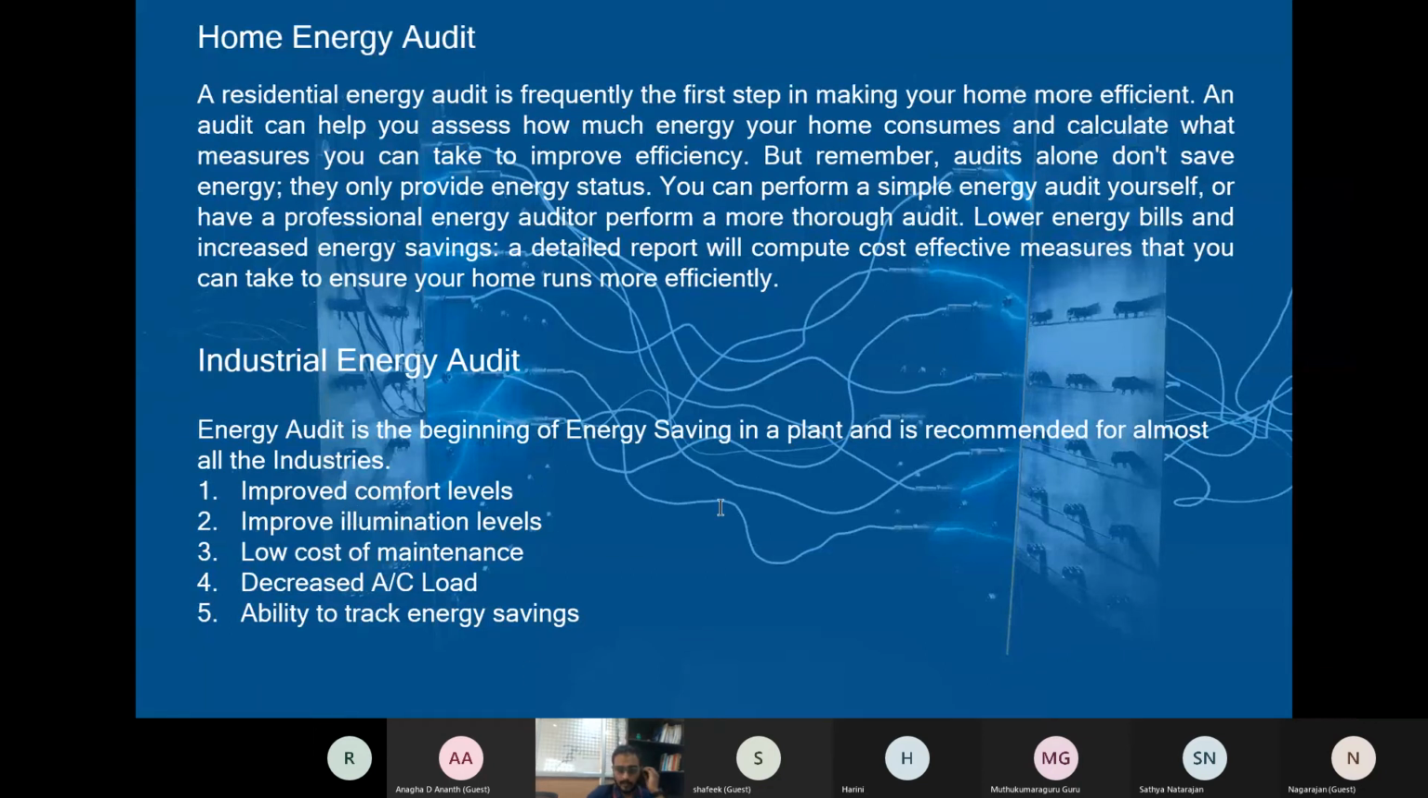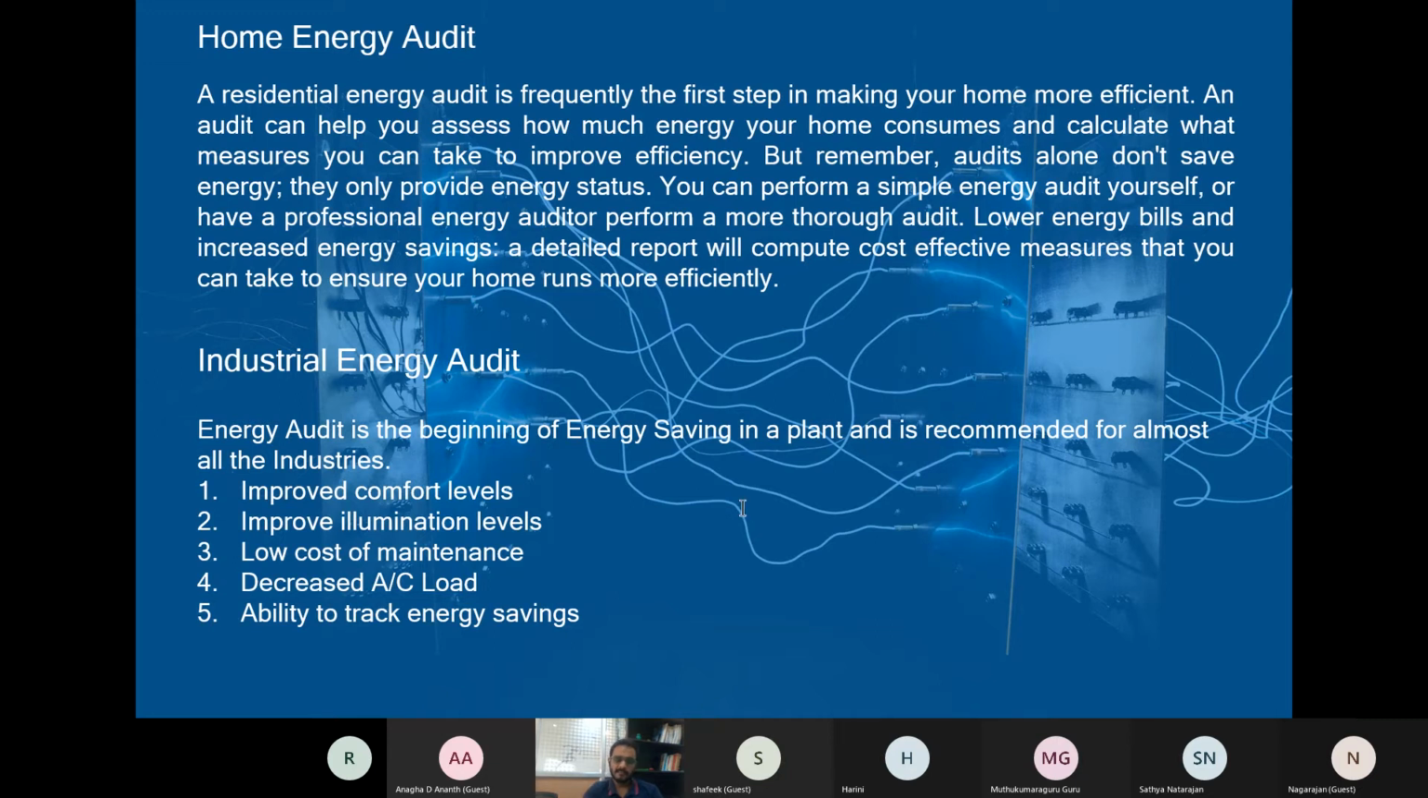Industrial energy audit. Energy audit is the beginning of energy saving in the big industries, recommended for almost all the sectors, irrespective of size and type. Industrial customers seeking to improve energy efficiency and cut operational cost should really consider having an industrial energy audit performed. An industrial audit can encompass their entire facility or may be customized to meet their needs.